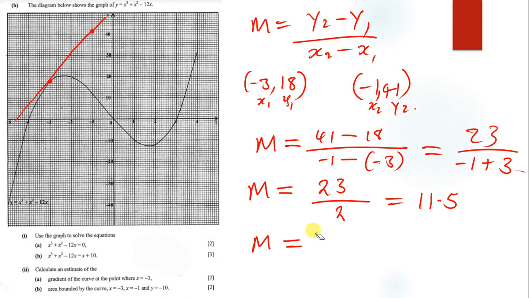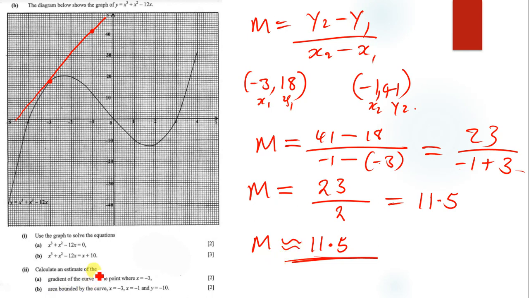So you use this symbol to show the examiner that you know what you're doing. You tell them that this is not the exact solution, but just an approximation, meaning you use this type of equal sign. So you say the gradient is approximately equal to 11.5. This is the gradient at the point where x is equal to -3.